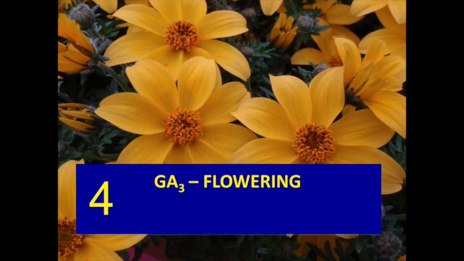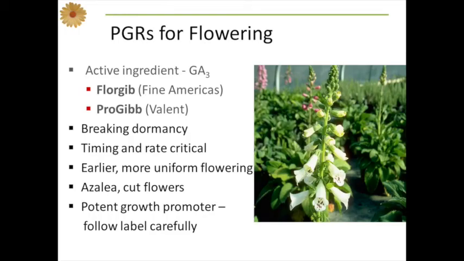So let's talk quickly about GA and flowering. The gibberellin 3 is the active ingredient in Florgib and Progib, and these are used more for enhancing flowering through breaking dormancy of plants like azalea. Obviously, the timing and the rate of that are going to be very critical to the use. And then also these products will promote earlier and more uniform flowers, typically used on azalea and cut flowers. Again, it is a very, very potent growth promoter, and it is also soil active. So follow those label recommendations very carefully.